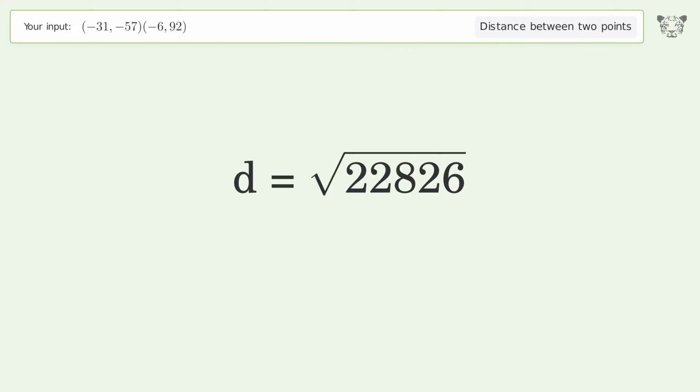And so the distance between the 2 points is the square root of 22,826, or 151.083.